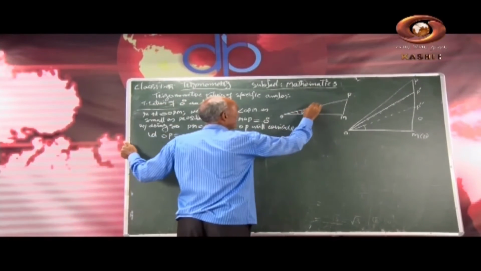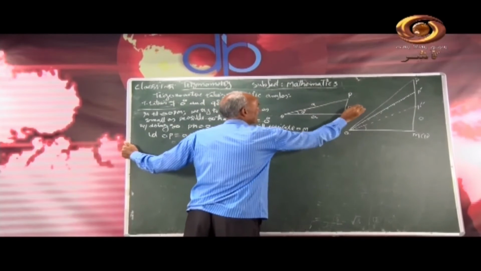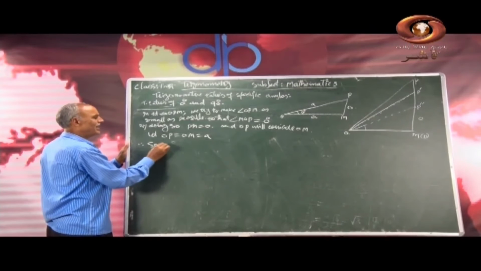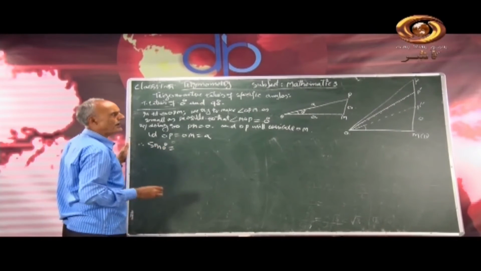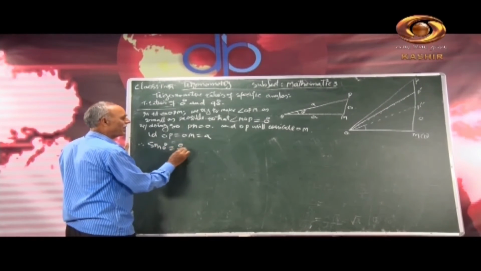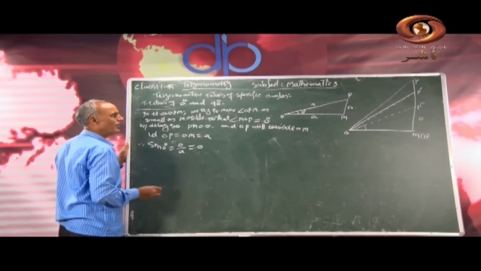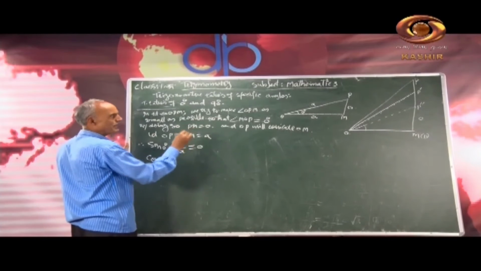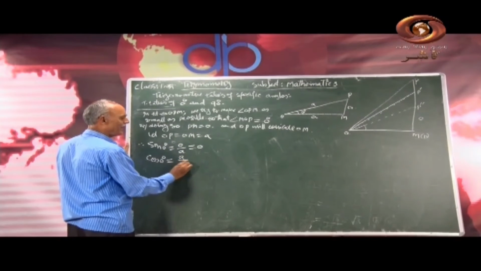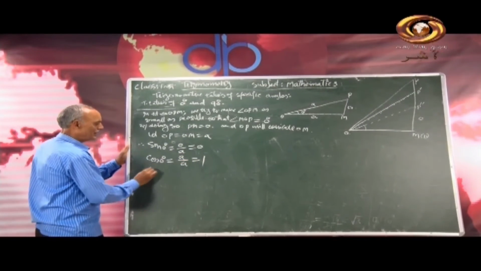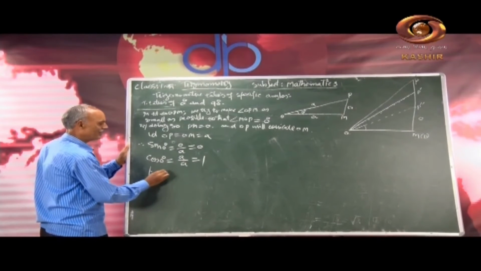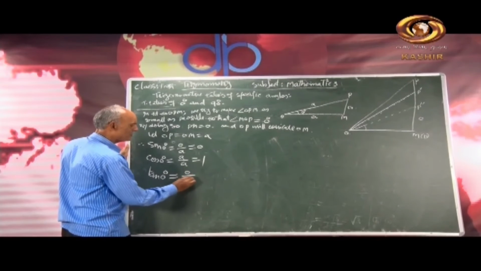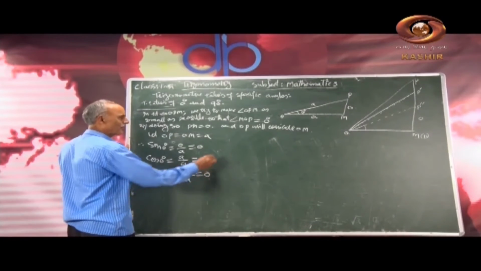Let's say these two sides are the same, so A, and this side will be 0. Therefore sin 0 degree will be perpendicular by hypotenuse, that is 0 by A, which is equal to 0. Cos of 0 degree, base by hypotenuse means A by A, which is equal to 1. Tan of 0 degree will be equal to perpendicular by base means 0 by A, which is again 0.